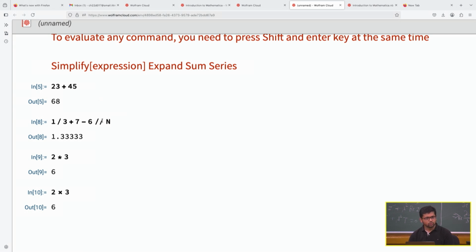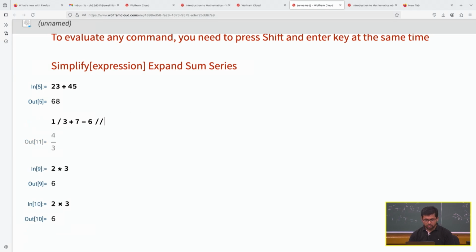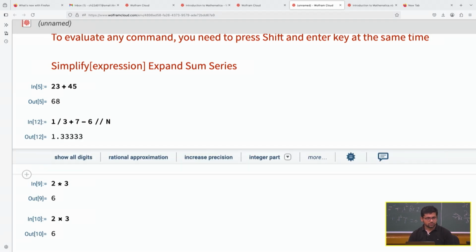Here you do not need to put any space. This was the original output. I put a double forward slash and then N, and then I pressed shift enter. So, capital N you need to put. I said all the commands in Mathematica should start with a capital letter. That is why you should give capital N and then press shift enter. So, you will get the output.